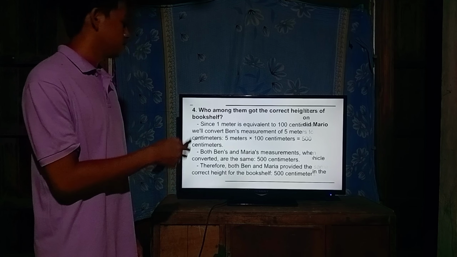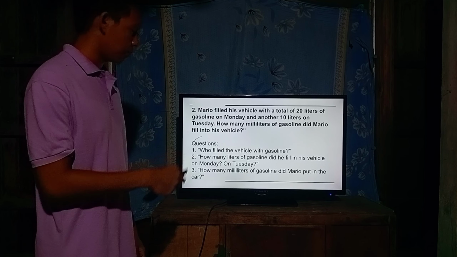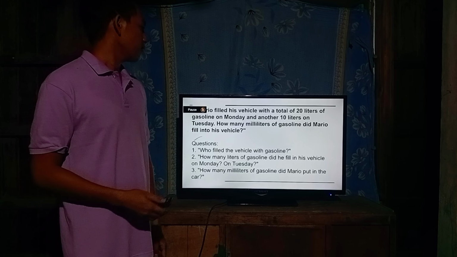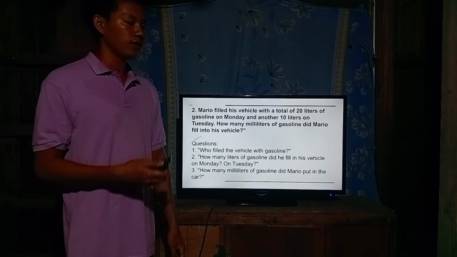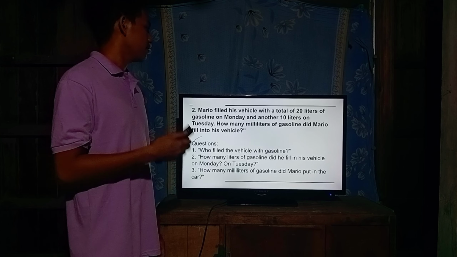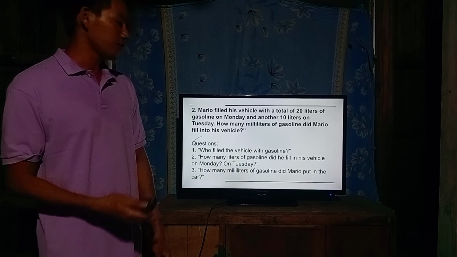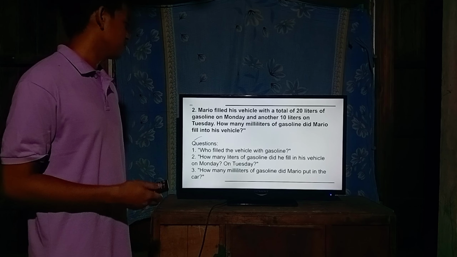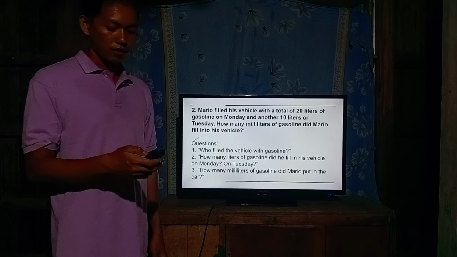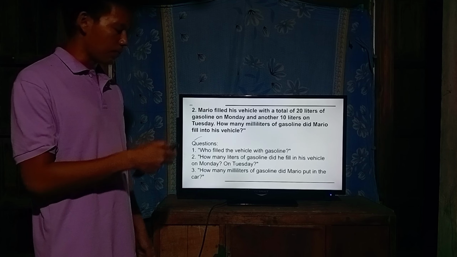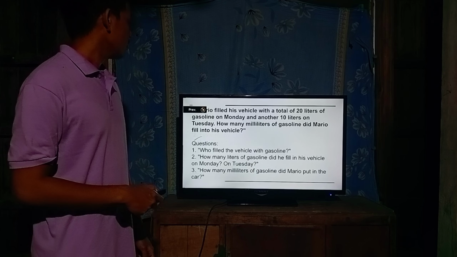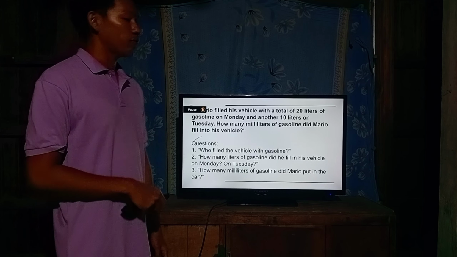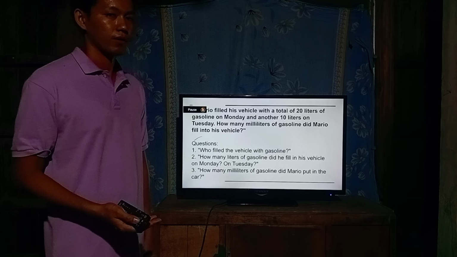So now, let's move to the second problem na na-assign sa group 2. So, Mario filled his vehicle with a total of 20 liters of gasoline on Monday and another 10 liters on Tuesday. How many milliliters of gasoline did Mario fill into his vehicle? So, before tayo mo-proceed ani, atong balikan ang problem number 1. Unsa man ni siya? Is it a routine problem or non-routine?